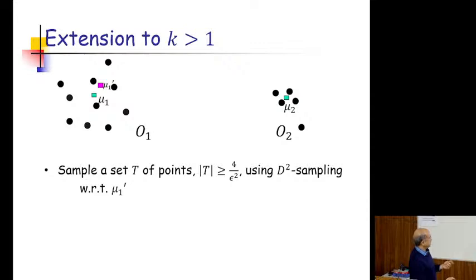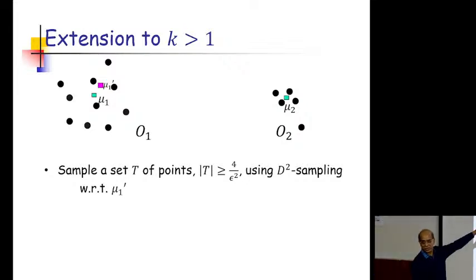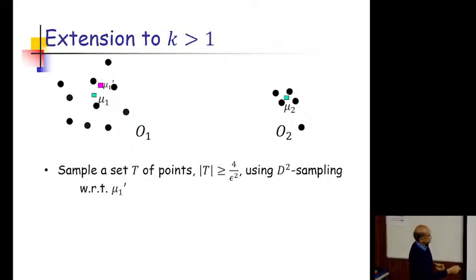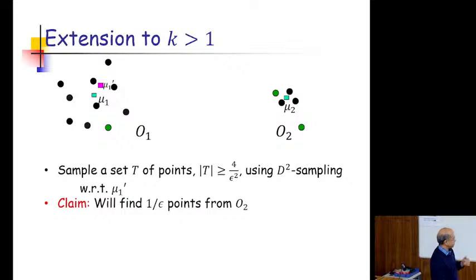So again, I use the same idea as before. Now this is mu1 prime. So let us sample again a lot of points, 1 by epsilon points, but now using distance square sampling with respect to mu1 prime. So you again sample points which are supposed to be far from mu1 prime. You bias your sampling, but again you sample a lot of points, not just one, but let's say 1 by epsilon square points. You will see why. I want to claim that you will find enough points from the cluster O2. Even though this cluster could be very small, you will find enough points from there. Why?